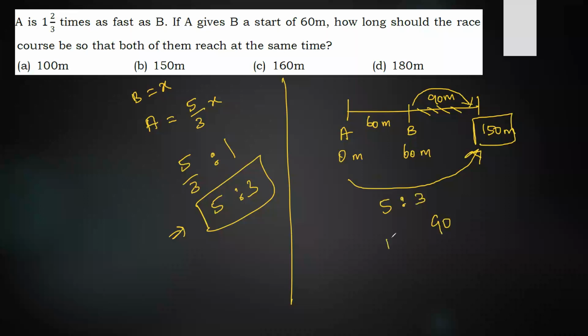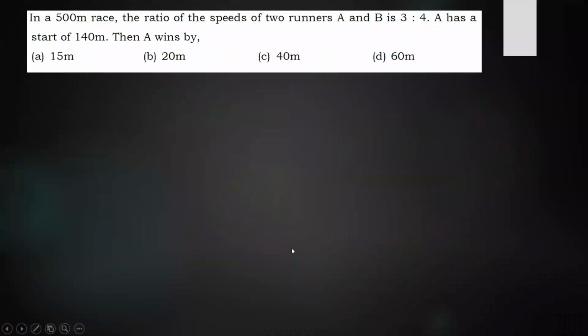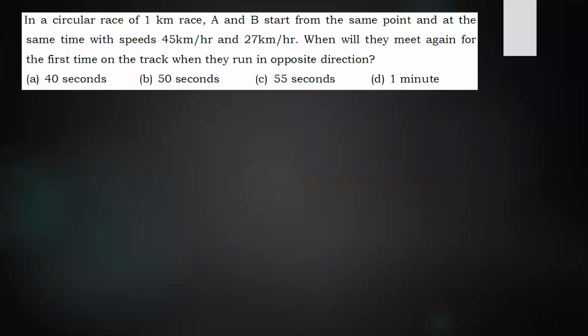But the race, if you take option C, 150. Now B and A should meet at the same time. So B has to run only 90 meter to reach that point. In the same time A has to run 150 meter, right? So I'm checking the ratio. So 90, 150. Is it correct or wrong? If you multiply through by 30, you will get 150, 90, right? So they will both meet at the same point.